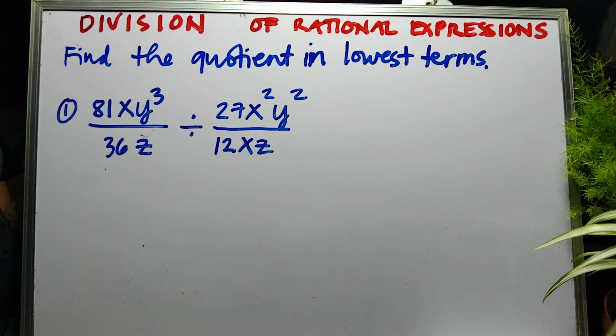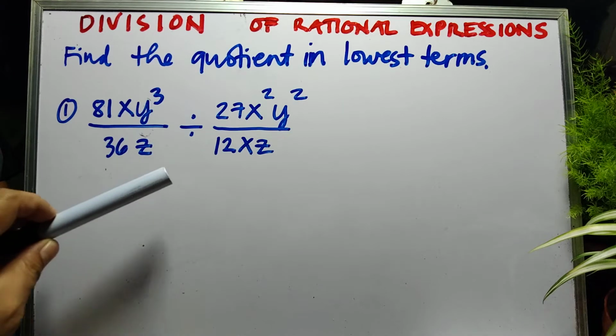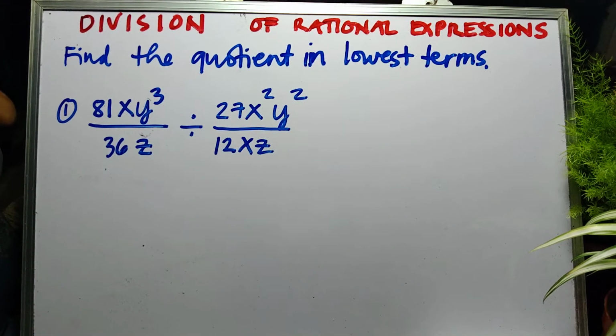Again, in this particular problem, we need to solve a rational expression to its lowest terms. Suppose we have here our first example. Find the quotient in lowest terms. Yan kasi yung main objective natin, to solve this in its lowest terms. Now, recall in finding the quotient of a fraction, it's just the same on how to answer this.